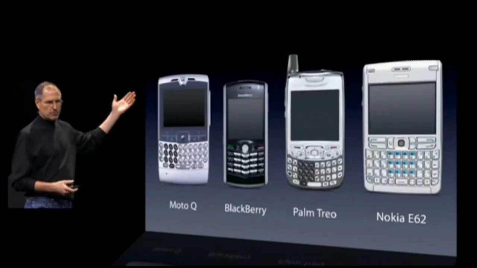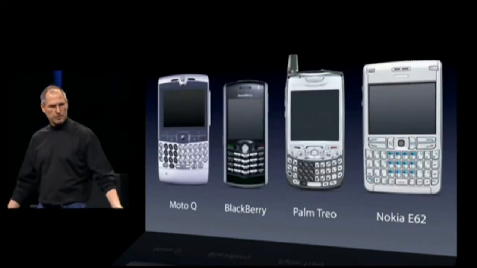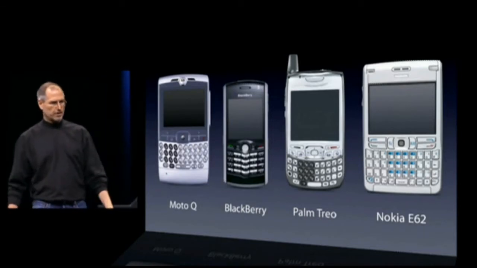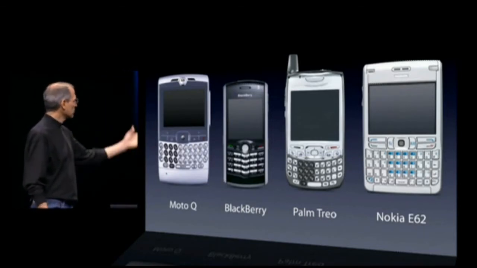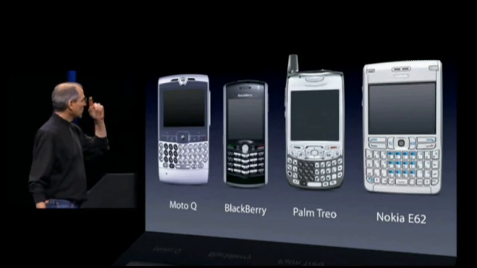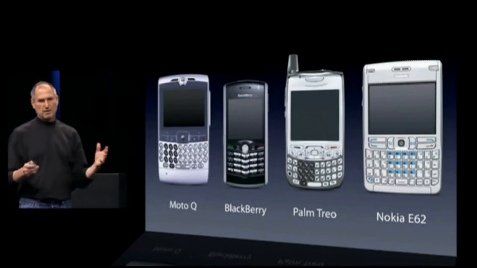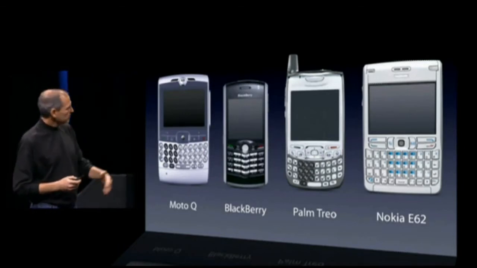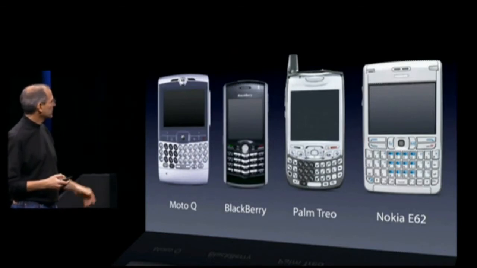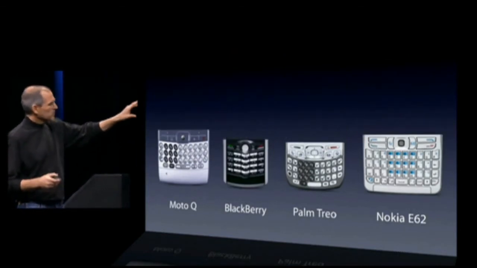I mean, here are 4 smartphones, right? Motorola Q, the BlackBerry, Palm Treo, Nokia E62, the usual suspects. And what's wrong with their user interfaces? Well, the problem with them is really in the bottom 40 there. It's this stuff right here.